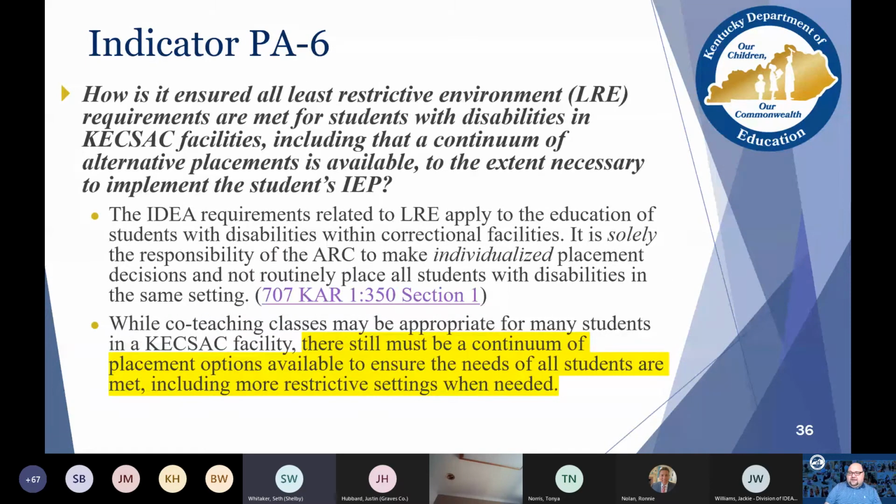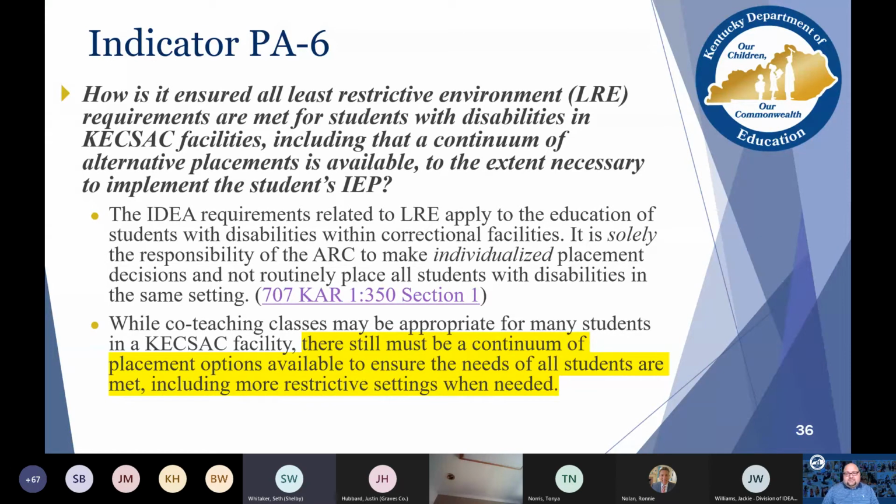We're running out of time, so if you notice I'm speeding up a little bit, that's why. But I want to make sure you know that you have access to these slides. There must be a continuum of placement options available to ensure the needs of all students are met, including more restrictive settings when needed.